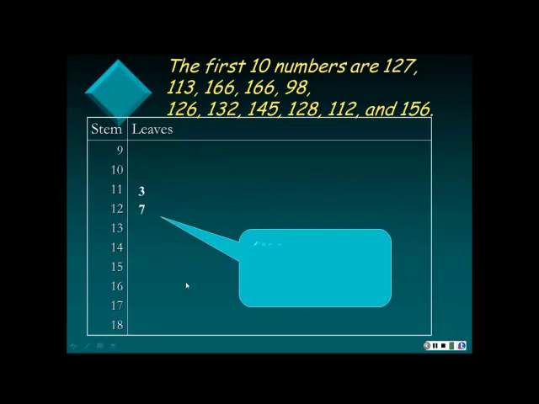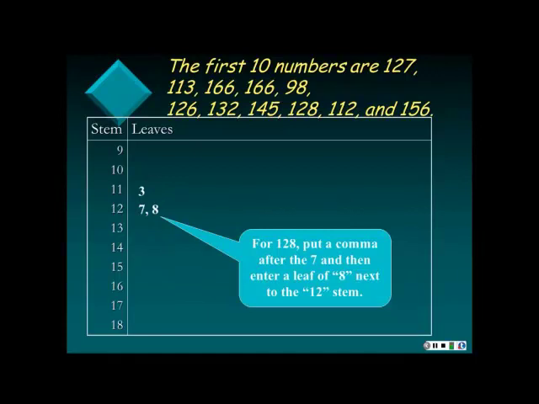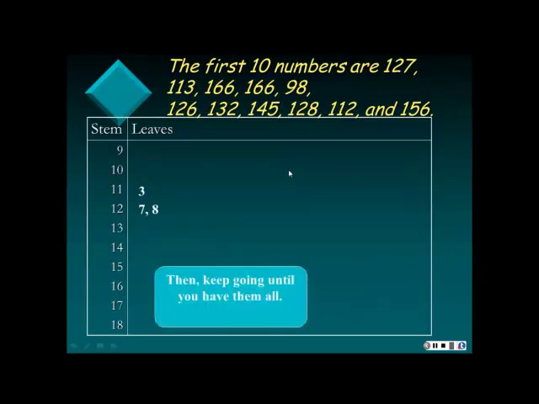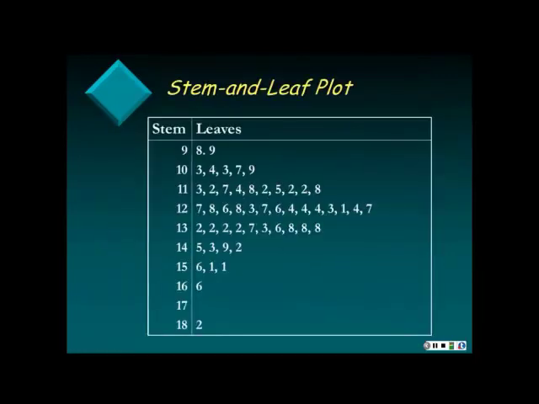I'm going to skip down a little bit to the 128. Now I'm just putting a comma next to the 7, so now I have 127 and 128. Then just keep going until you have them all.